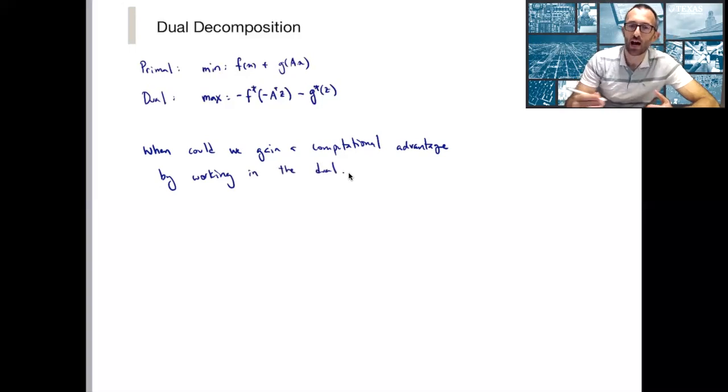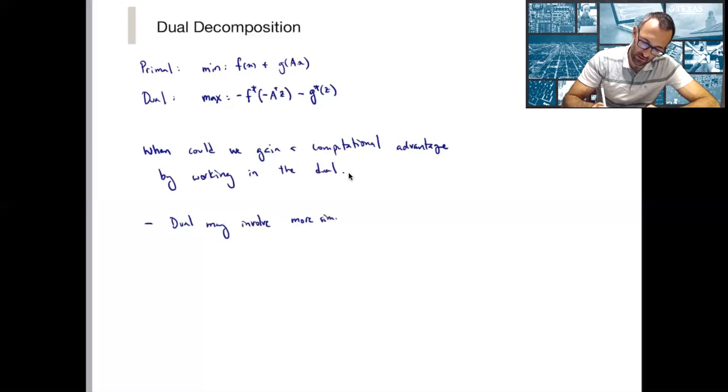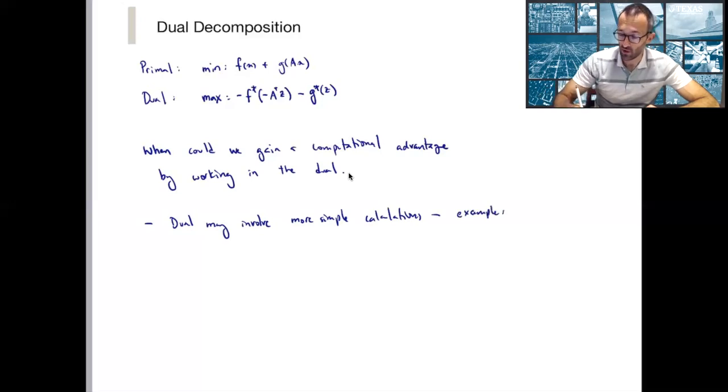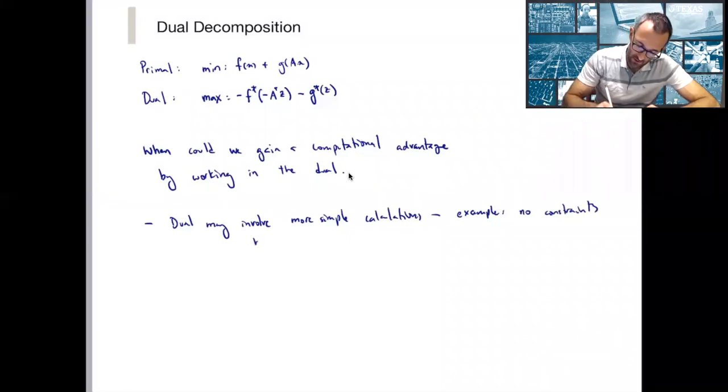A few types of answers that we're going to see are that the dual may involve simpler computations. For example, we might have dualized the constraints, so we may have no constraints in the dual, and therefore things may decouple more. Hence, we might be able to exploit some additional structure.